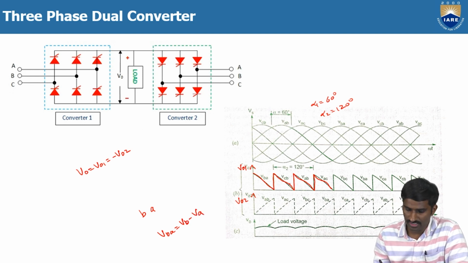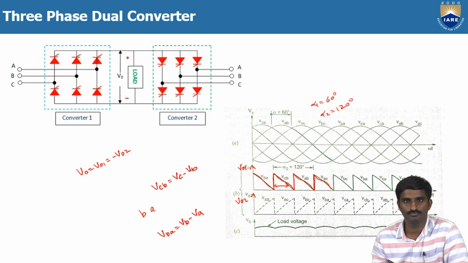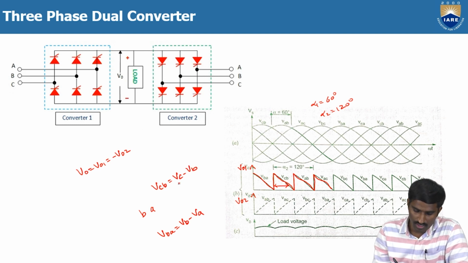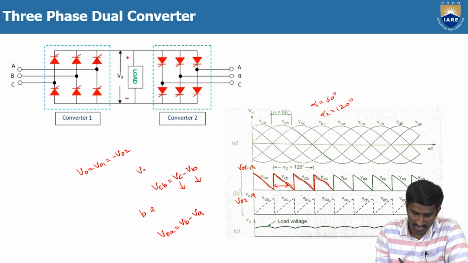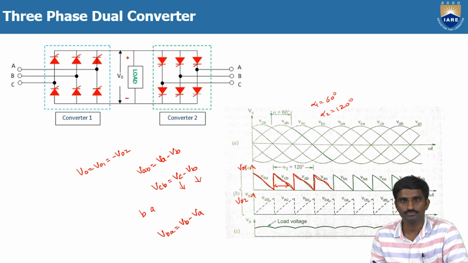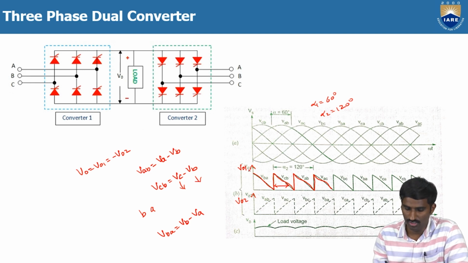In the second duration, this is VCB, which is nothing but VC minus VB, which means the thyristors in phase C and phase B are the only ones conducting. In phase A, all the thyristors are in the turn-off mode, so during this time we get only VCB. Similarly, again here VAB is equal to VA minus VB. This is about V01.